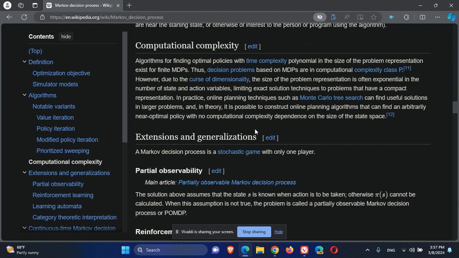Computational complexity, class P. Algorithms for finding the optimal policy with time complexity polynomial in the size of the problem representation exist for finite MDPs. Thus, decision problems based on MDPs are in computational complexity class P.